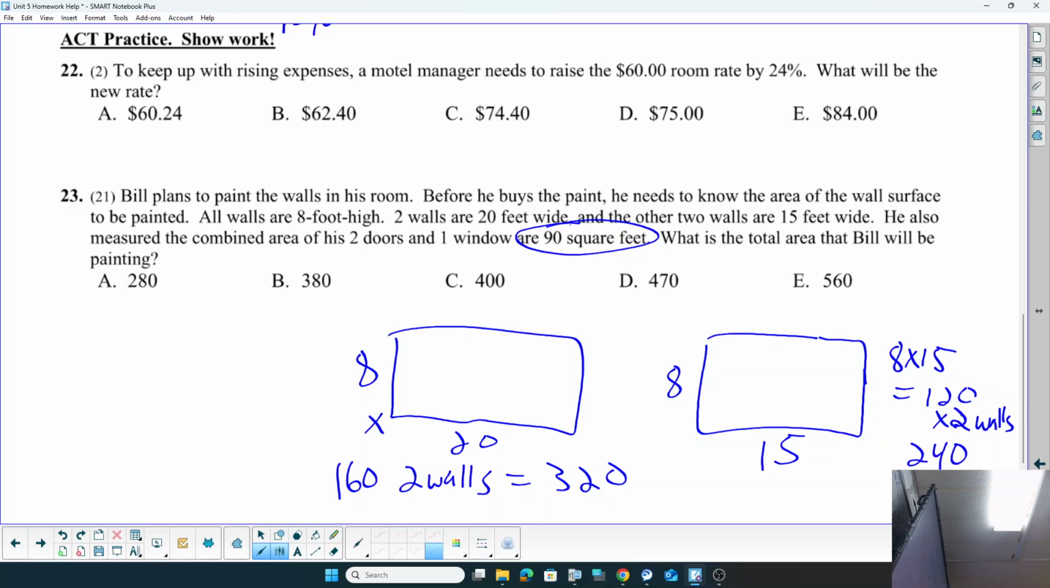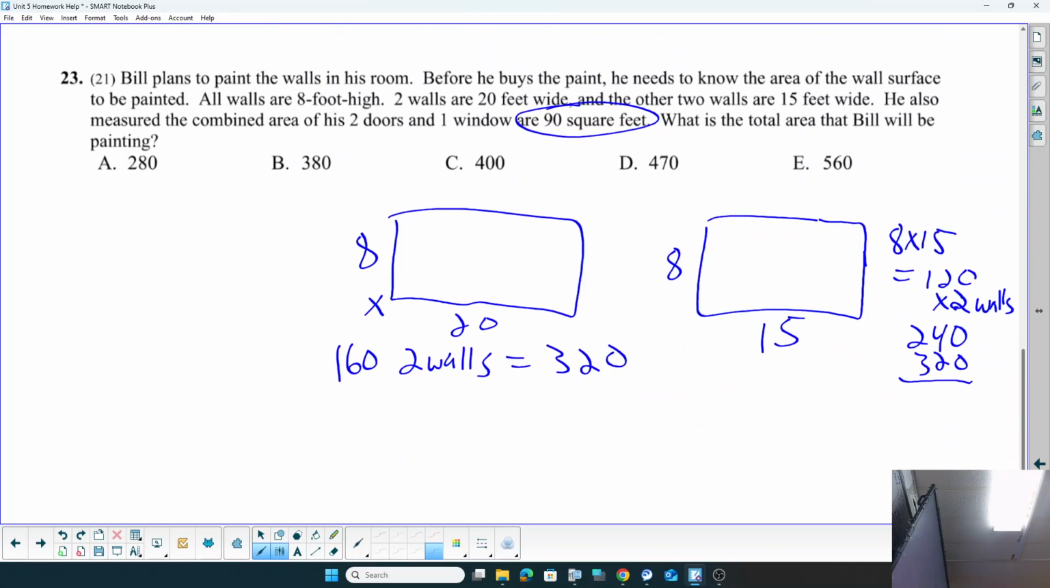Add them together. 320 and 240, plus, don't forget the 90. So that's going to be 560 plus the 90. It's not E. Because you have to add the 90 in there. And so that's going to be 650. That's not right at all. What did I do wrong?